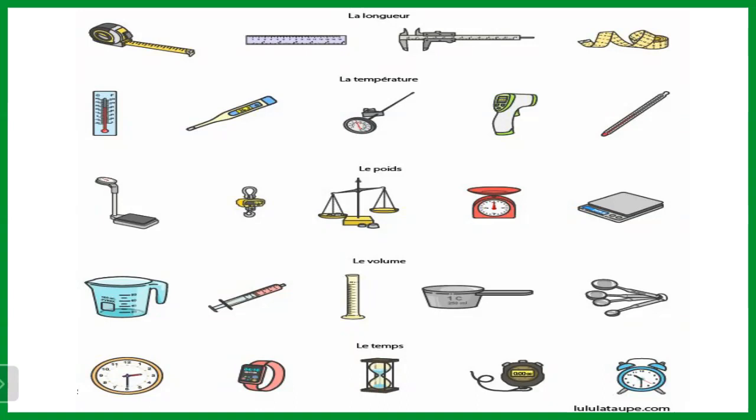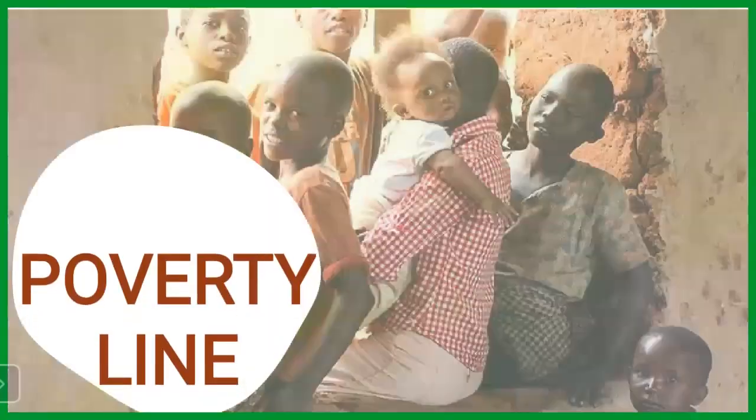So if you have to measure the poverty of a country, which measuring tool will you be using? Ma'am, income. Poverty line. Yes. So to measure the poverty of a country, we use poverty line. So our today's topic is poverty line.